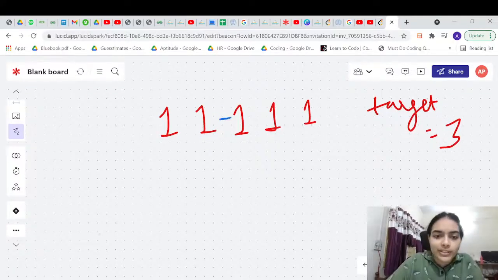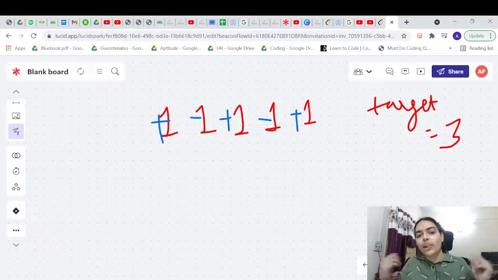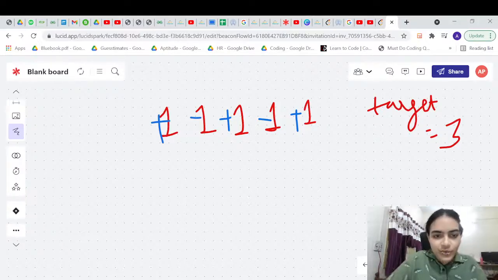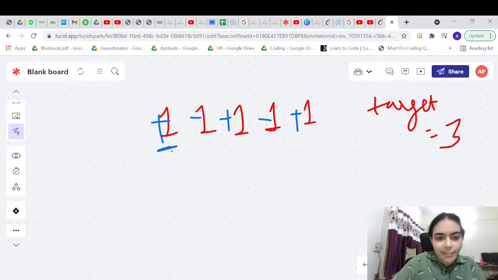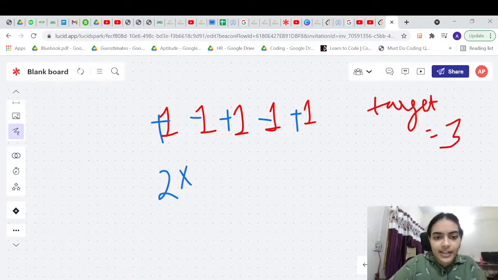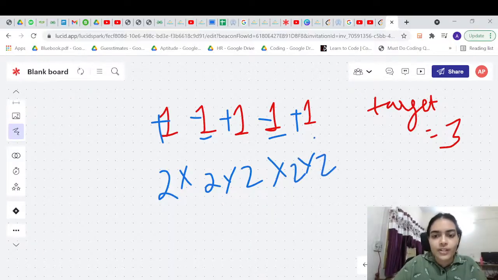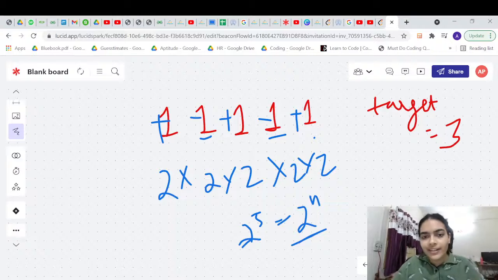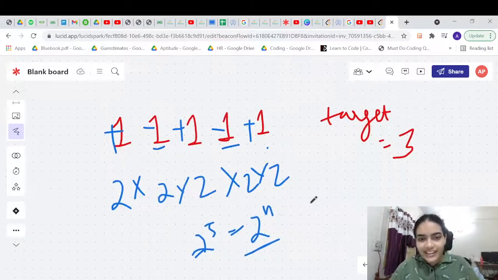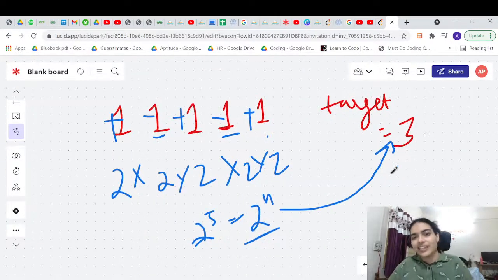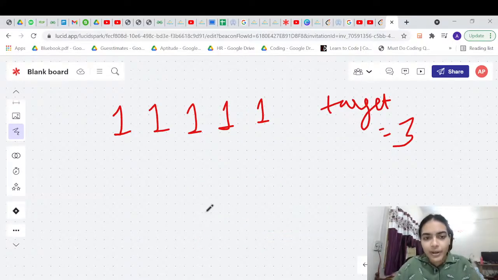The brute force approach is to put plus, plus, plus, minus, minus randomly and find out all the possible permutations. For each element you will have two options. For example, here you can put a plus or a minus. So you have two options. Here again, you have two options. Here again two options, here two options, here two options. So it will be 2 power 5, or 2 power n. You have 2 power n total possible permutations, and in those permutations you try to match with the target and find your answer. This is the brute force approach.